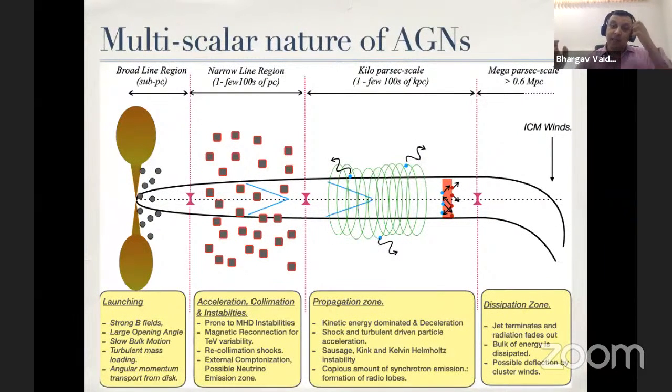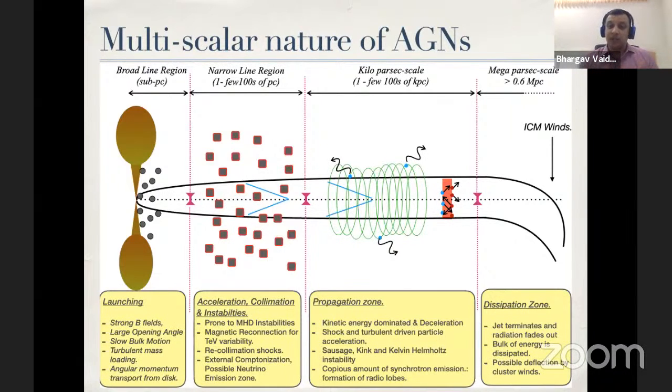But all these processes, where you have an interplay of all these physical processes that govern the overall structure and the radiation mechanism, happen at a much more microphysical scale. And therefore, one cannot really handle this kind of problem very simply analytically.